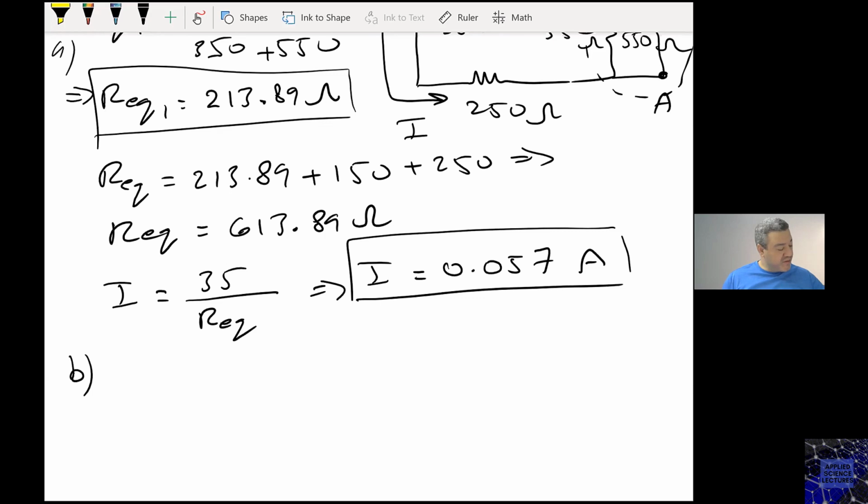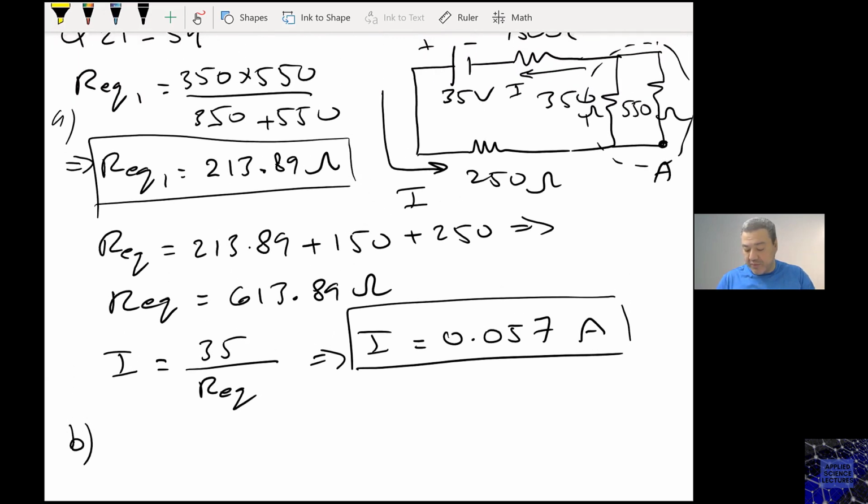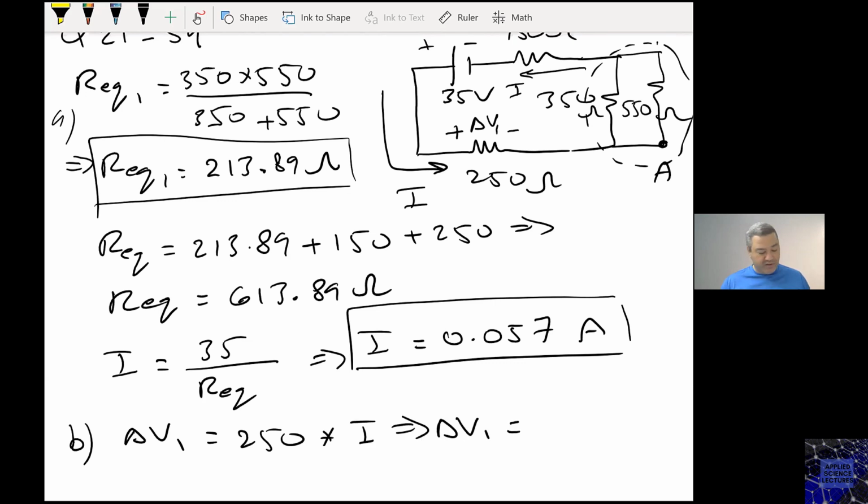B, the potential difference across the 250 ohm. Now notice the current is entering this way, that's why I will put the plus here, minus here, and I'm going to call this one delta V1. Then delta V1 equals 250 times I. Delta V1 is 14.25 volts.